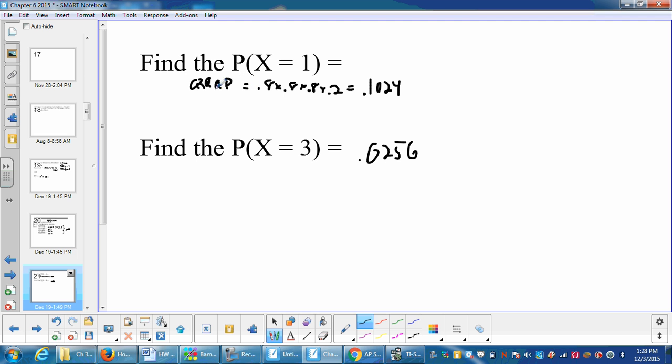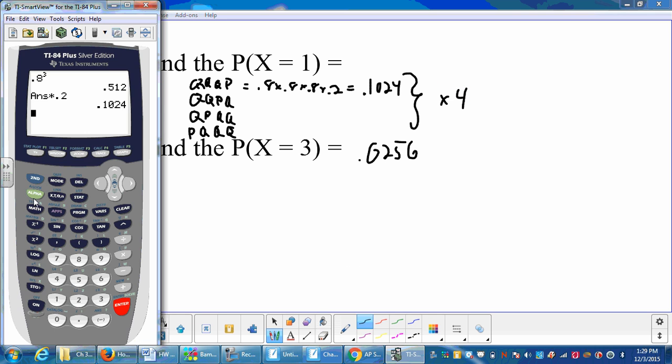And now we've got to think of all the different ways. We could do Q, Q, P, Q, and Q, P, Q, Q, and P, Q, Q, Q. And so there's 4 different instances again. So if I multiply this times 4, I get my probability that there's 1. 0.4096.